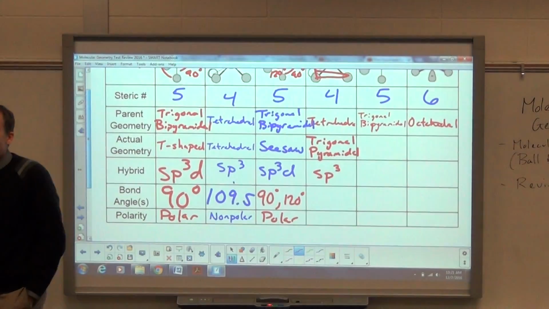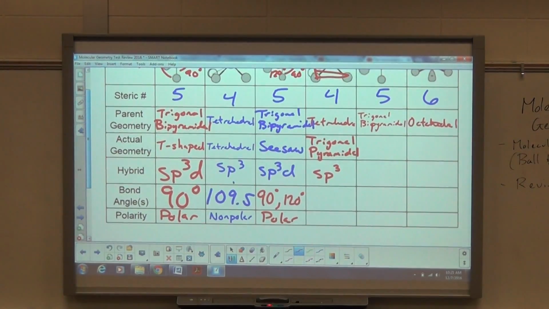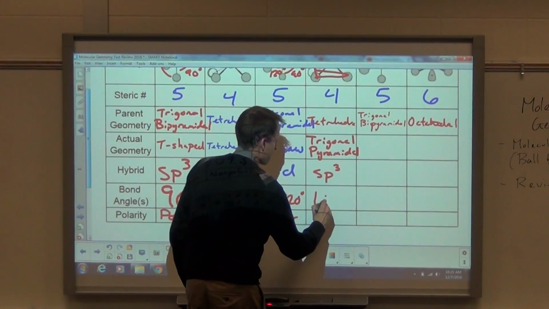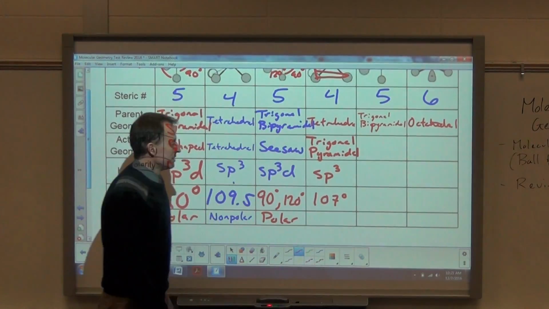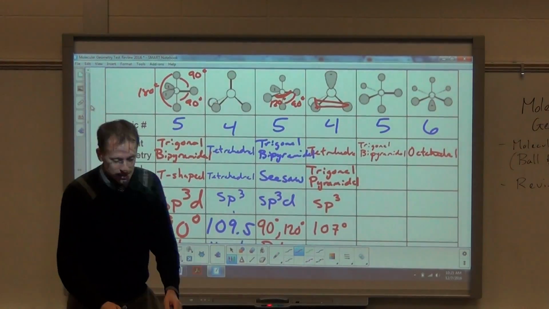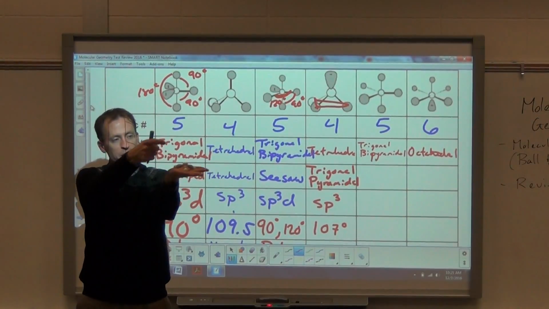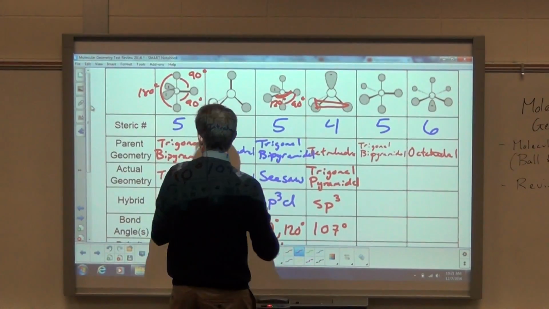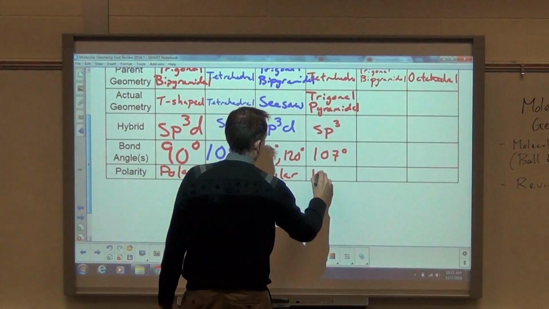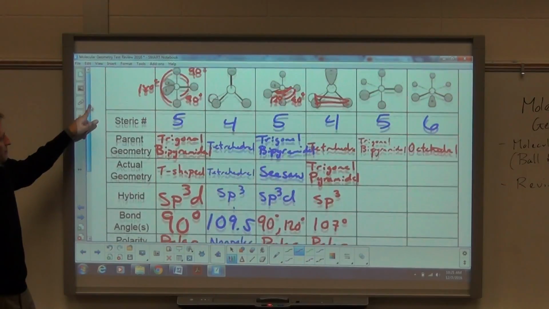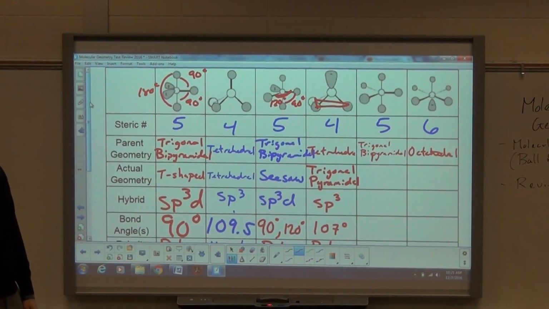Angle, 109.5 for a tetrahedral. It becomes 107. I add 1 lone pair, I reduce it by 2. And that is not evenly surrounded. I have 3 atoms kind of on the bottom. I have a lone pair on the top. That is polar. So that is the first 4. We'll come back and fill those in a little bit later.